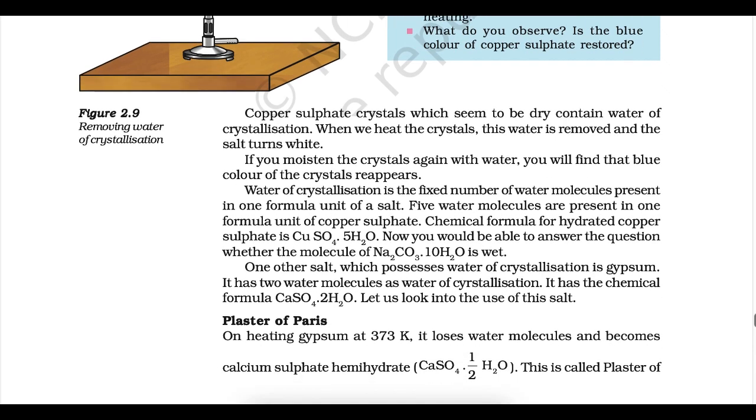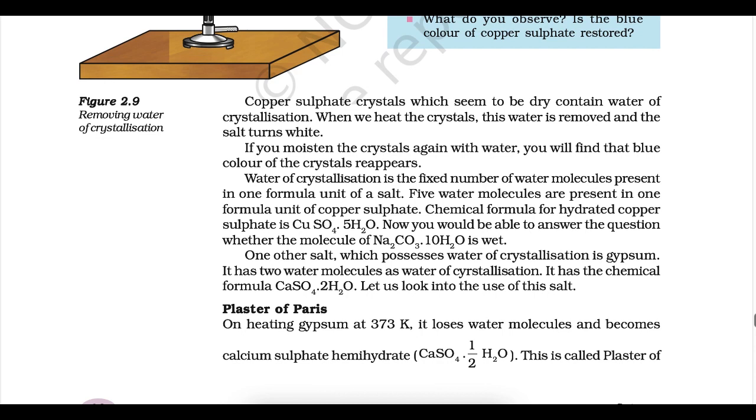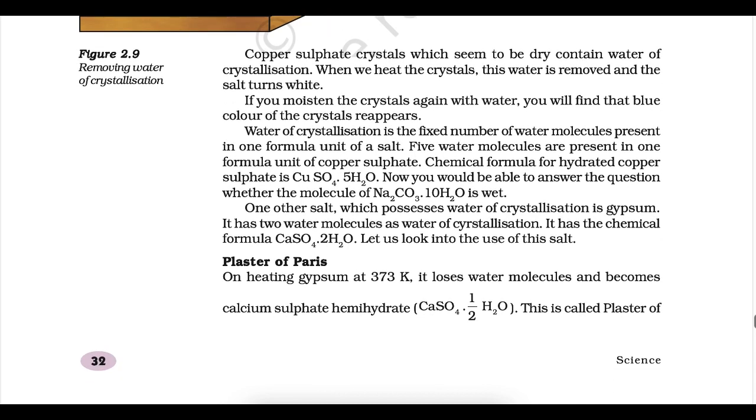Copper sulfate crystals, which seem to be dry, contain water of crystallization. When we heat the crystals, this water is removed and the salt turns white. If you moisten the crystal again with water, you will find that the blue color of the crystal reappears. Water of crystallization is the fixed number of water molecules present in one formula unit of a salt. Five water molecules are present in one formula unit of copper sulfate. The chemical formula for hydrated copper sulfate is CuSO4 5H2O. Now you would be able to answer the question whether the molecule of Na2CO3 10H2O is wet.